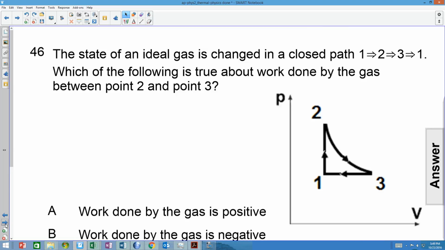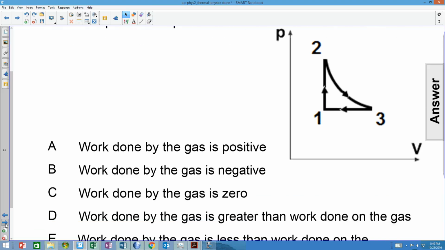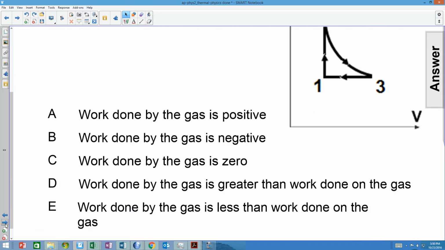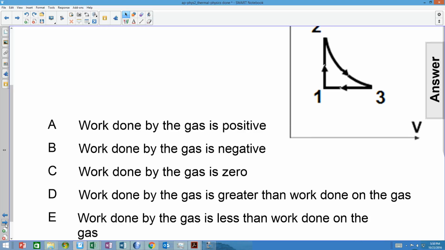The state of an ideal gas is changed in the closed path from 1 to 2 to 3 to 1. Which of the following is true about the work done by the gas between points 2 and 3? A, the work done is positive. B, the work done by the gas is negative. C, the work done by the gas is 0. D, the work done by the gas is greater than the work done on the gas. E, the work done by the gas is less than the work done on the gas.